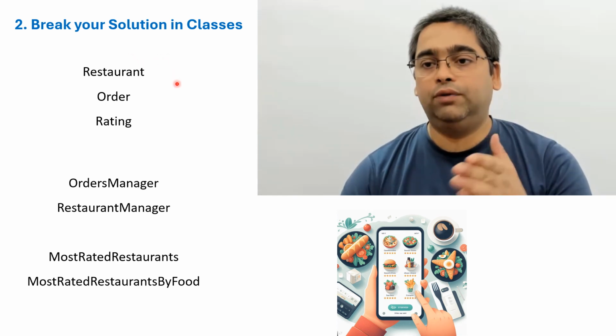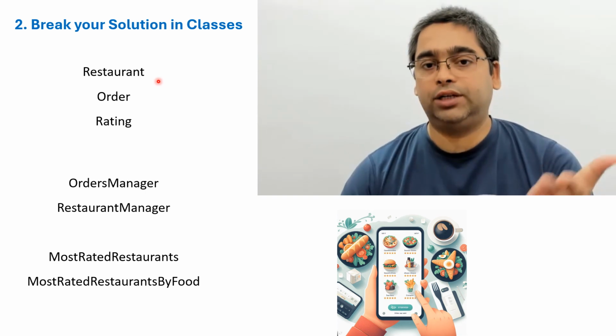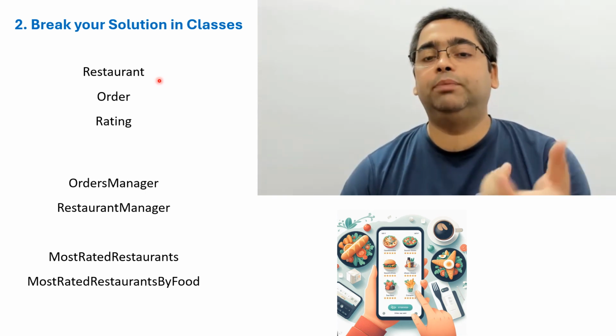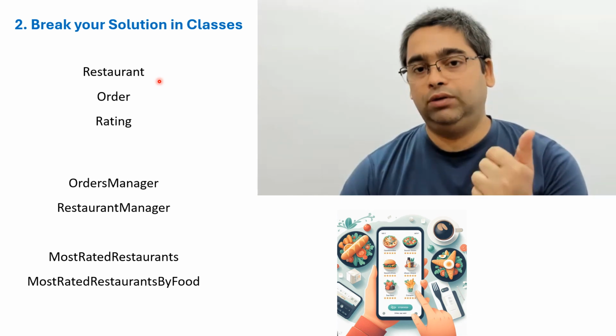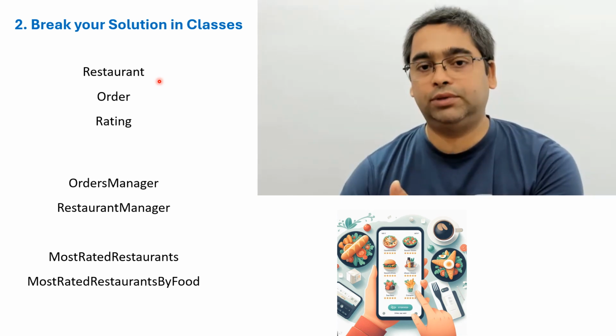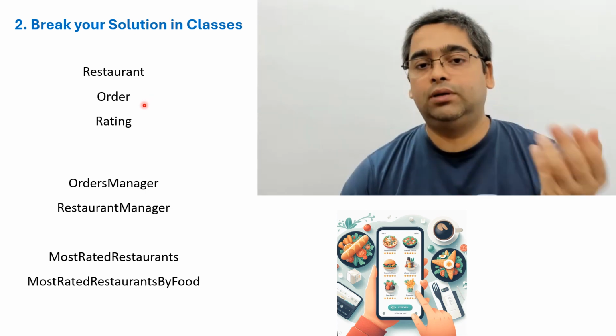For example, in a food ordering system like Zomato, you will have an entity class restaurant, which will typically keep the data about a restaurant. So it will keep a restaurant ID, it will keep a list of food items, it can keep the restaurant's name and address.